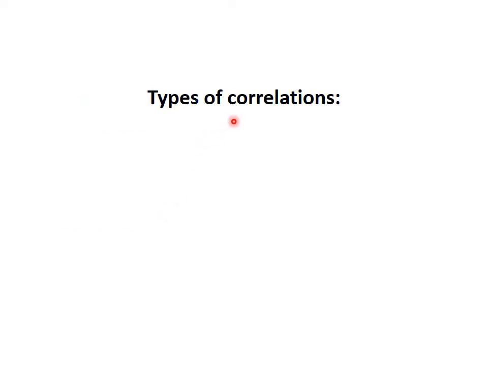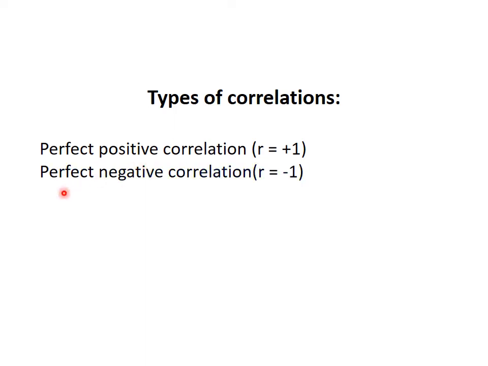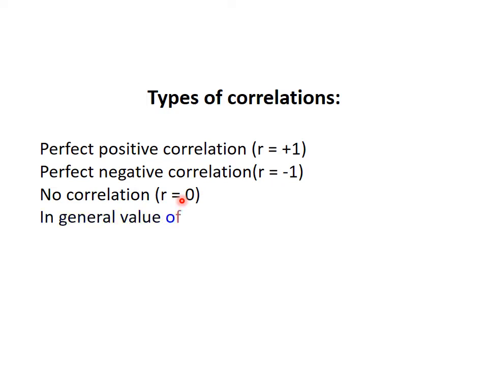Next, types of correlation. There are three types of correlation. First one is perfect positive correlation. Second one is perfect negative correlation. Third one is no correlation. Numerically, it is denoted as r = +1, r = -1, r = 0 respectively. In general, the value of correlation lies between -1 to +1.